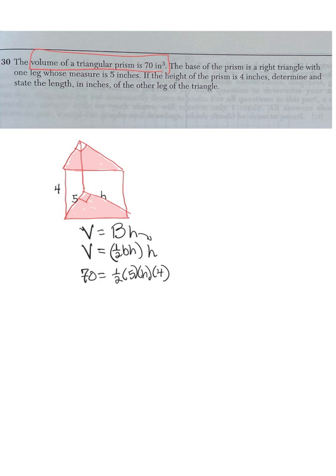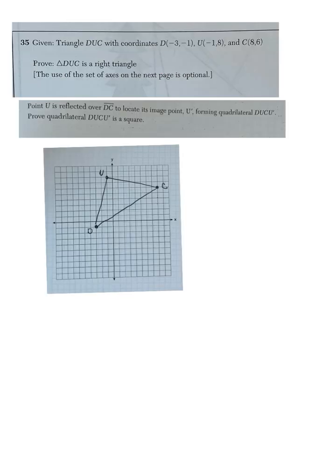Now, the rest is basic algebra. So all you're going to do is multiply 1/2 times 5 times 4 on that left side. Okay, and when you do that, you're going to get 10h. Divide out the 10, and h equals 7. So there's your answer.